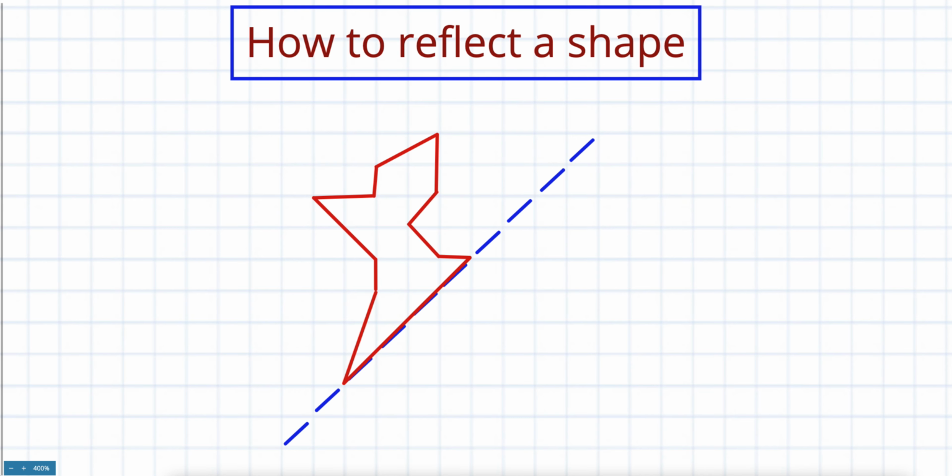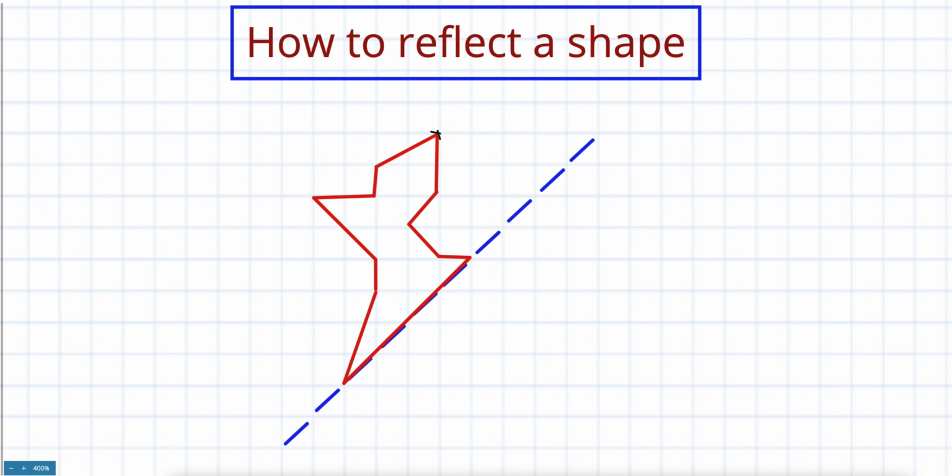What we are going to do is understand exactly how to reflect the shape and how to do it in a proper way. First of all, we need to find the points. The first point I want to reflect is this point.